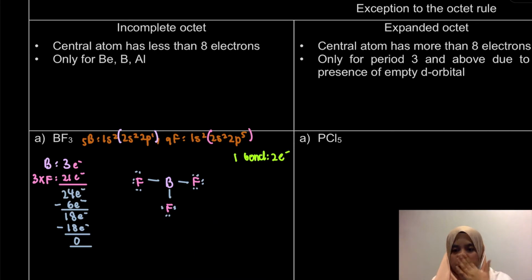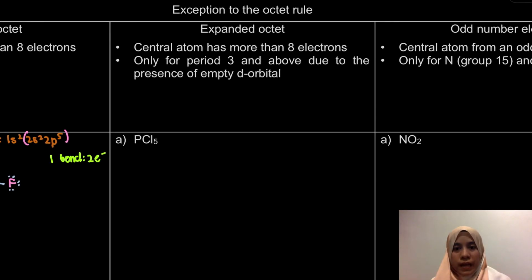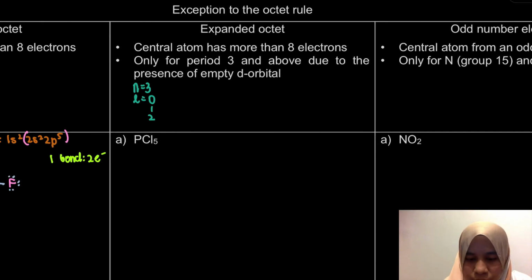Okay, the next exception to the octet rule is the expanded octet. Expanded means more. So, in this case, the central atom has more than 8 electrons. Incomplete is less than 8, expanded is more than 8. And it's only for period 3 and above due to the presence of empty d orbitals. Because for period 3, if you still remember, when n equals 3, l could be equal to 0, 1, 2. So it means in this case, it can be 3s, 3p, 3d. So, 3s has only one, 3.